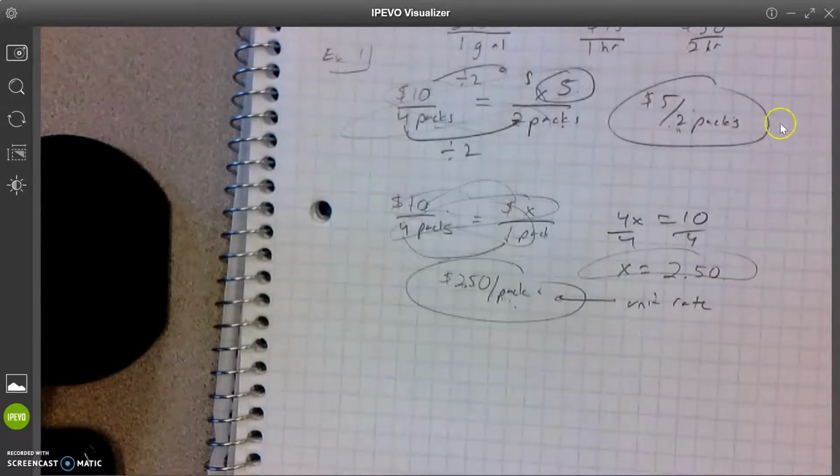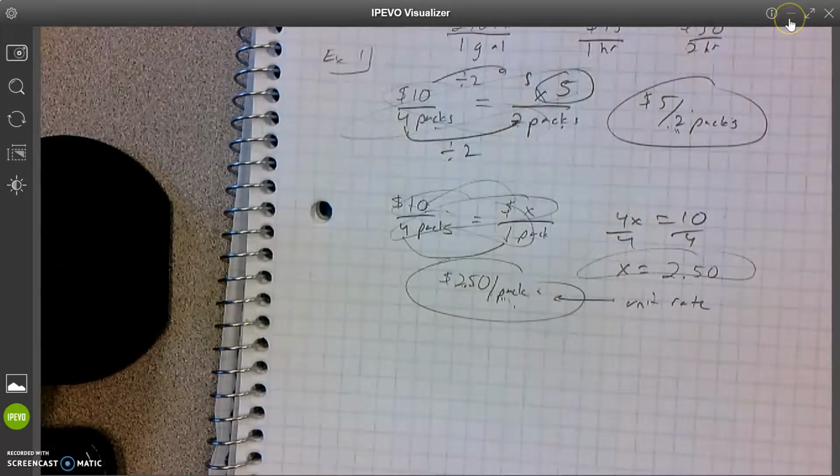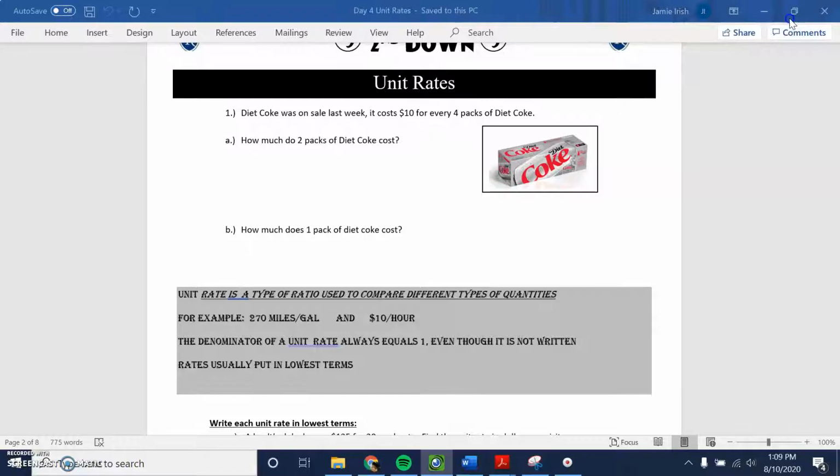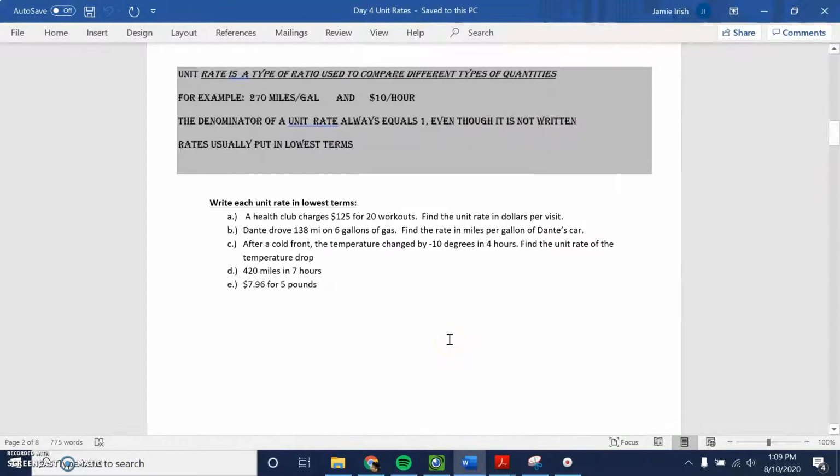Okay, let's practice some problems, shall we? Rapid fire style. See these? A, B, C, D. I'm going to do A and do the rest of them, okay? Ready, set, let's do A.